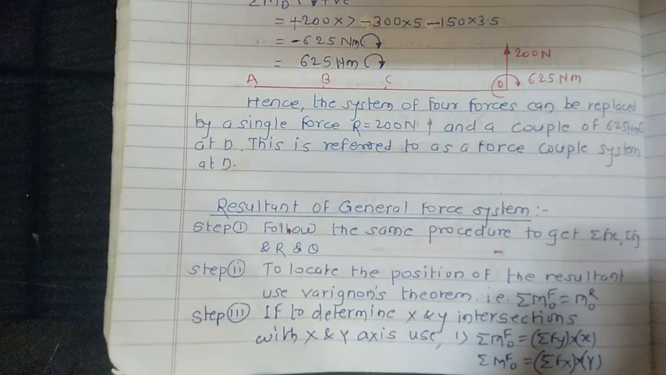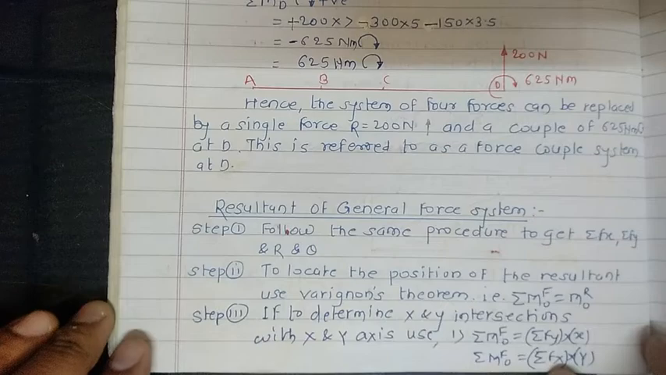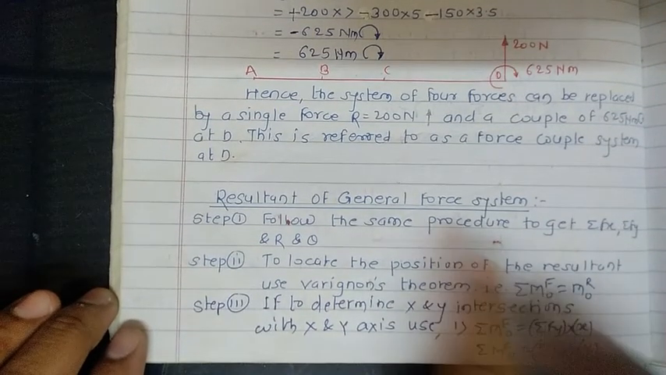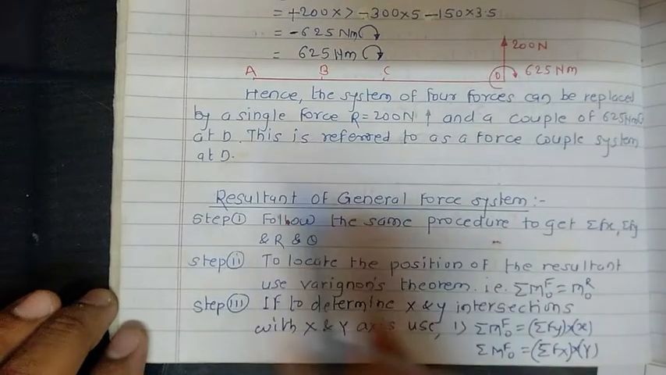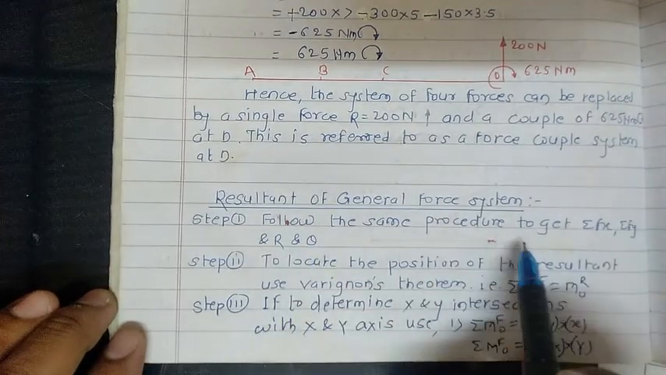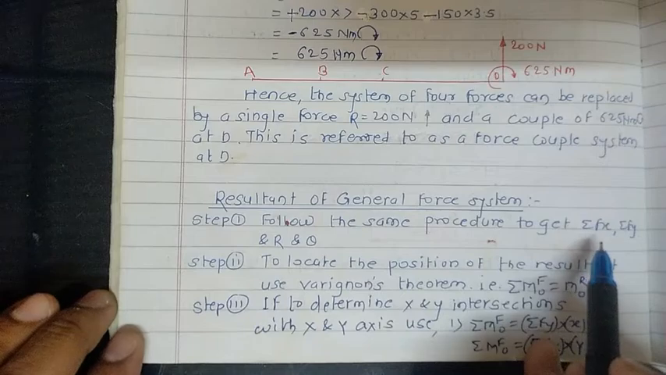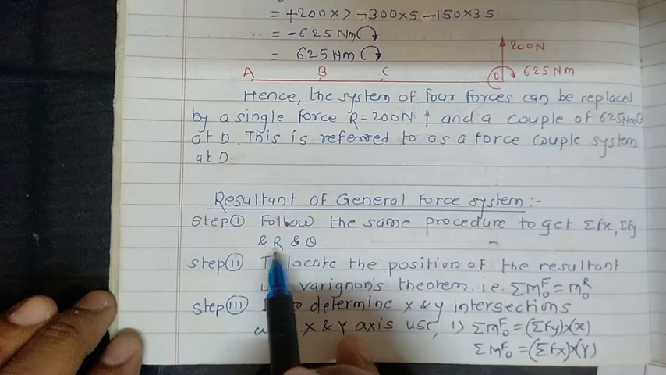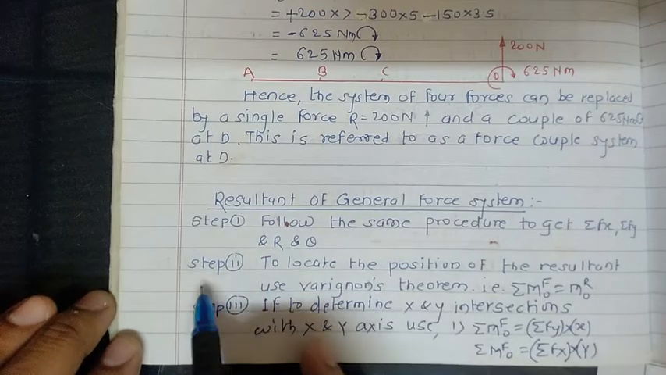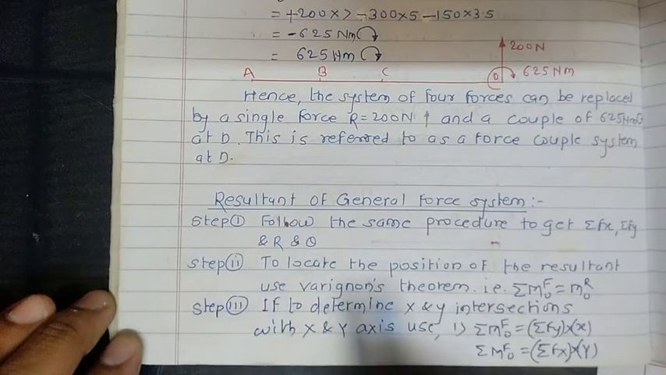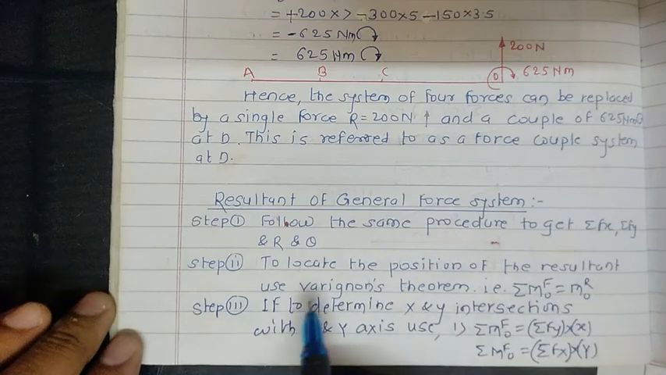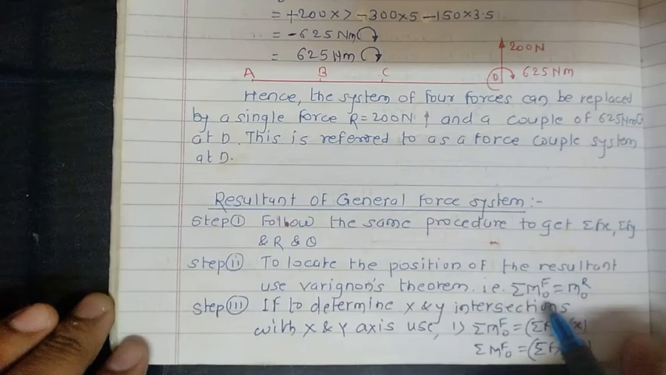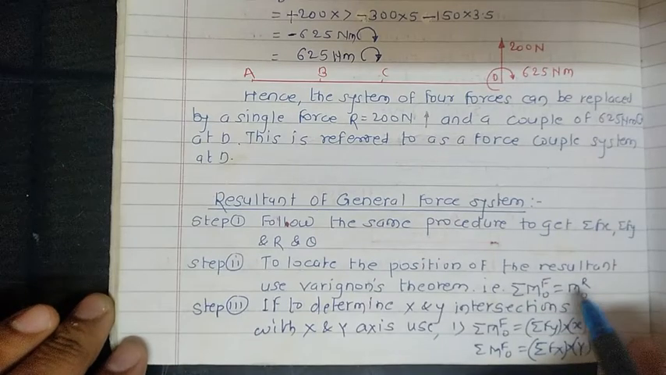So first of all, we'll see what are the steps involved in the analysis of the resultant of a general force system. The first step is to follow the same procedure to get the summation of all the forces along the x direction, then along the y direction, then the calculations of R as well as theta. The second step is to locate the position of the resultant by using Varignon's theorem. We know Varignon's theorem: the summation of moments of all the forces about any point equals the moment of the resultant force about the same point.